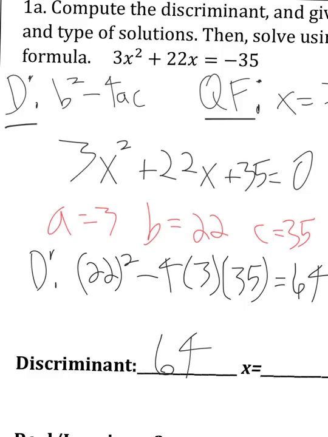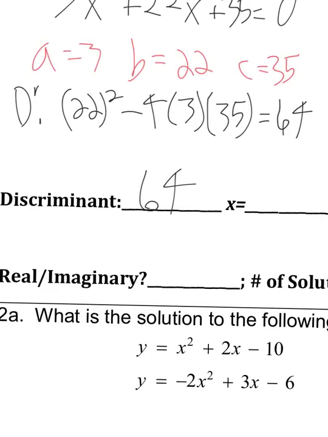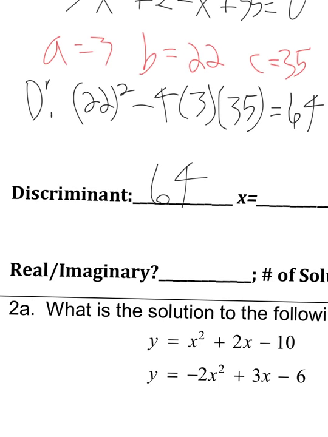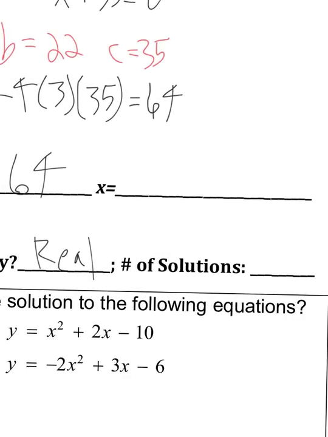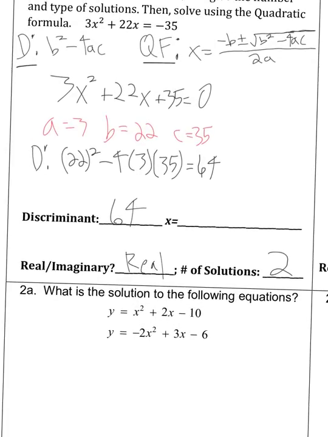You'll recall that if you have a positive discriminant, you're going to have two real solutions. If the discriminant is equal to 0, you have one real solution. If the discriminant is negative, you'll have two imaginary solutions, so no real solution. Okay, so that's the discriminant.